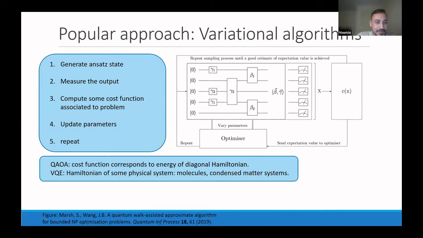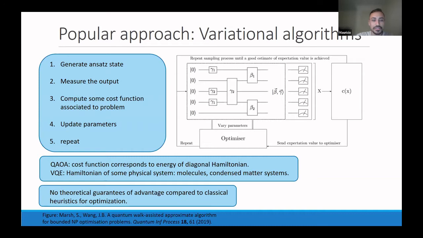Now, there are two very popular algorithms that perform this kind of procedure. One is QAOA, which is used with diagonal Hamiltonians. The idea is you have some optimization problem, for example, the traveling salesman problem is the most known, or some other, and you try to minimize it in this fashion. Or, for example, you could perform VQE, the variational quantum eigensolver. The idea is that you have some Hamiltonian, for example, about some chemical molecule or some condensed matter system, and you want to find its ground state. And then you find it performing this kind of minimization.